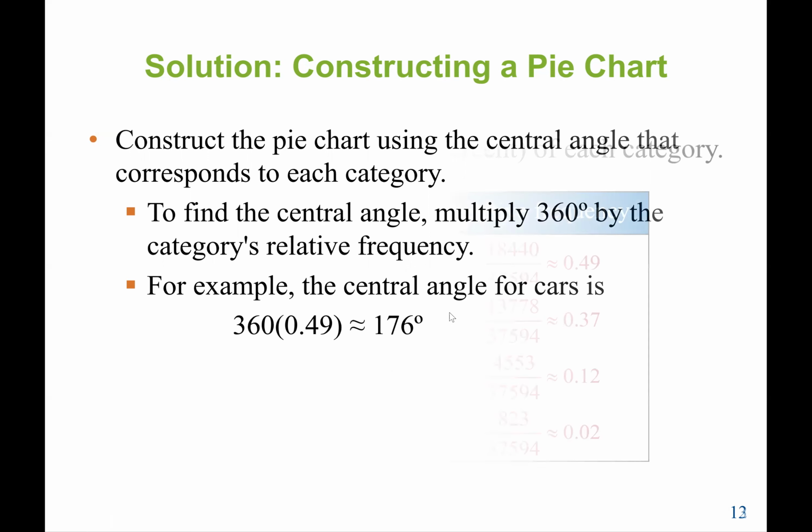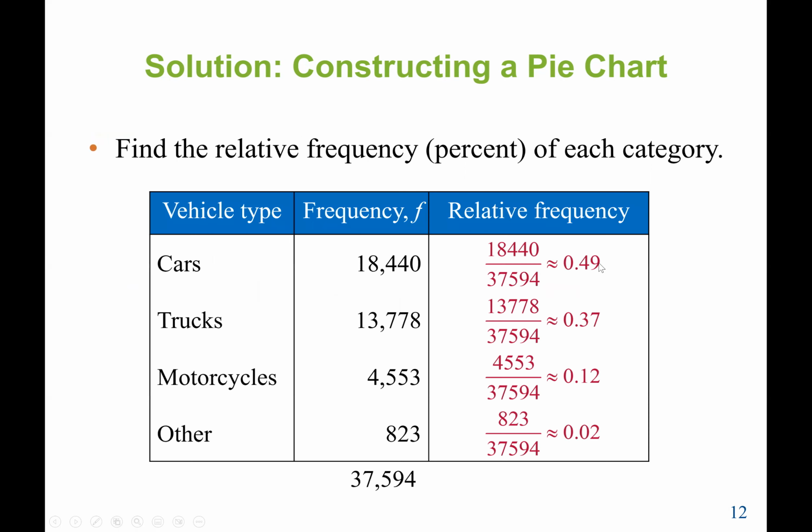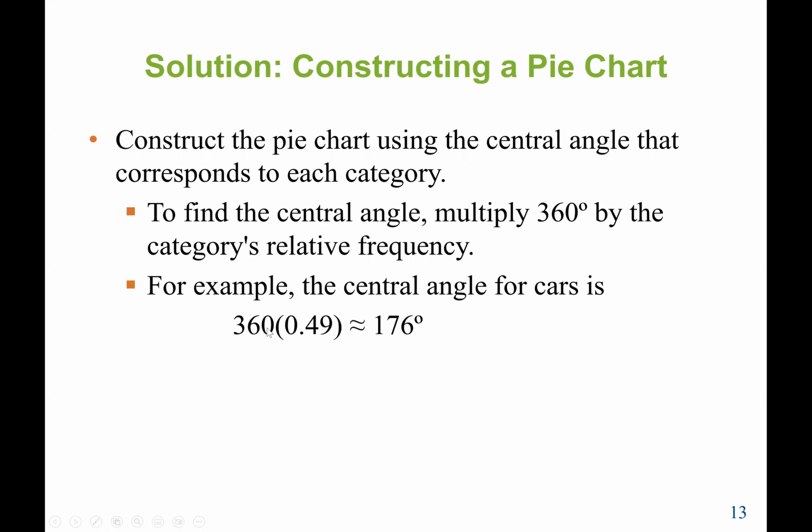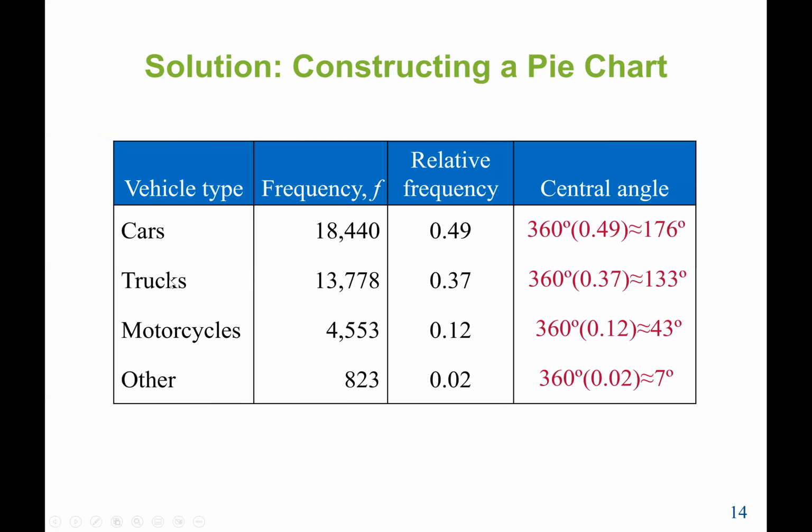Based on our question, we have 0.49. So we are going to say 360 times 0.49. That will give us 176 degrees. Then we do the same thing for the rest.